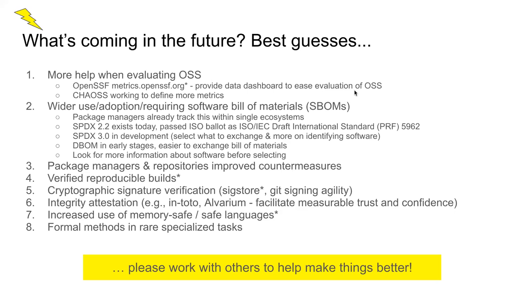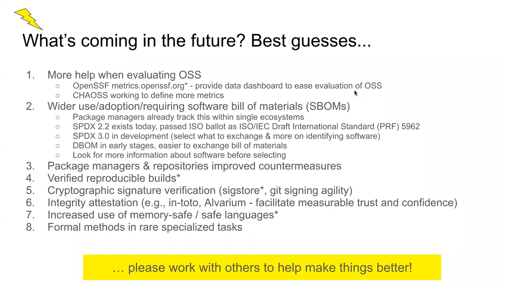Cryptographic signature verification. From a mathematical point of view, cryptographic signatures are solved. We know how to do it math-wise. But there's a lot more to the world than mathematics. Applying cryptographic signature verification in the real world has turned out to be a challenging problem. And so one Linux Foundation project is called Sigstore, which is working hard to make cryptographic signature verification much easier. Also working on improving Git signing abilities. Integrity attestation. There are things like in-toto and Alvarium to help with attestation of integrity.